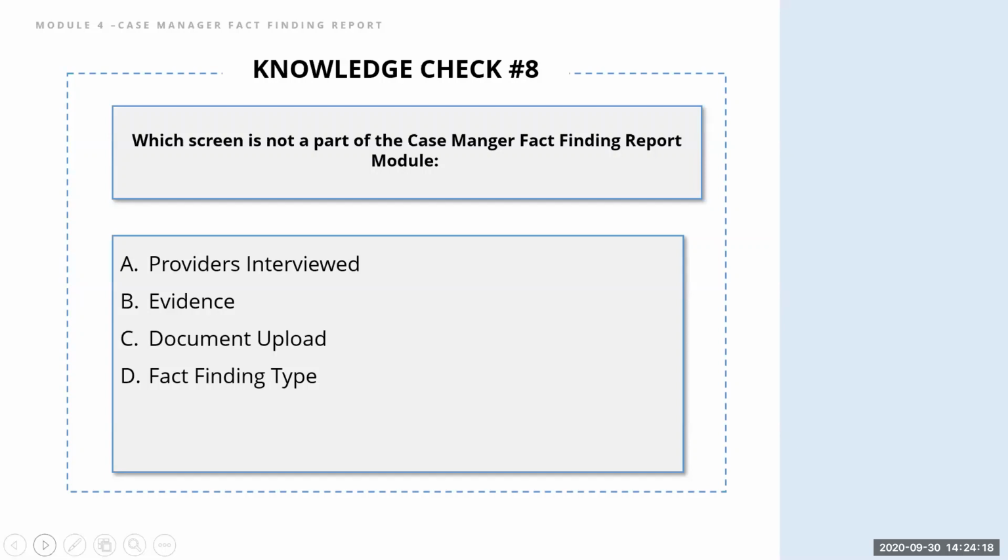So our next question is, which screen is not a part of the case manager fact-finding report module? Is it A, providers interviewed, B, evidence, C, document upload, or D, fact-finding type? So I'll go ahead and bring up that polling question right now.